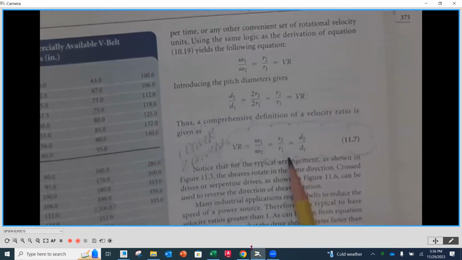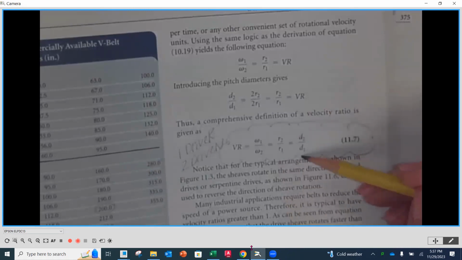Now the next ones are going to be based on the radius and the pitch diameter. And the pitch diameter is going to be the one that we're going to know most often and most directly. You'll notice that the 2 goes on top here because that's going to be the larger of the 2, because physically our driver will be larger than our driven. And it just keeps it as a number that's greater than 1.